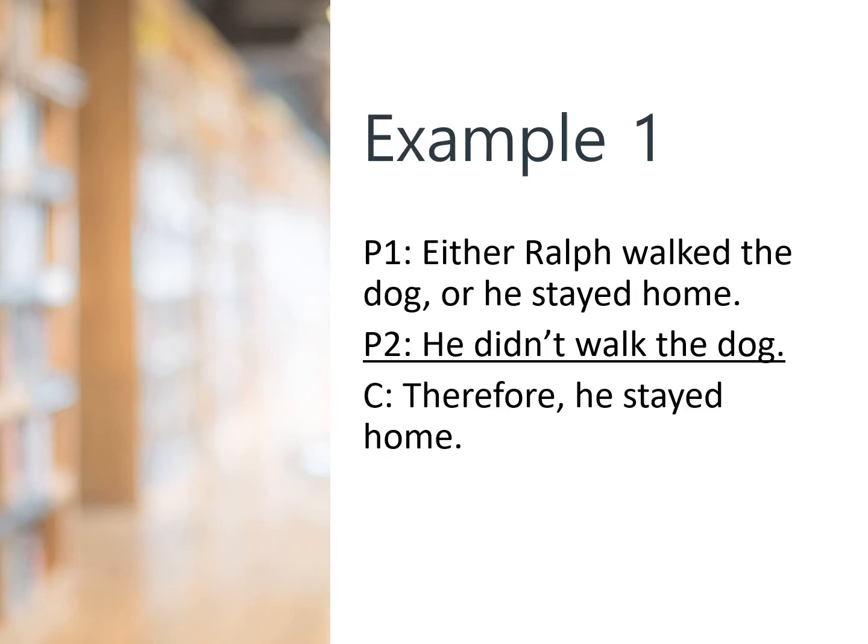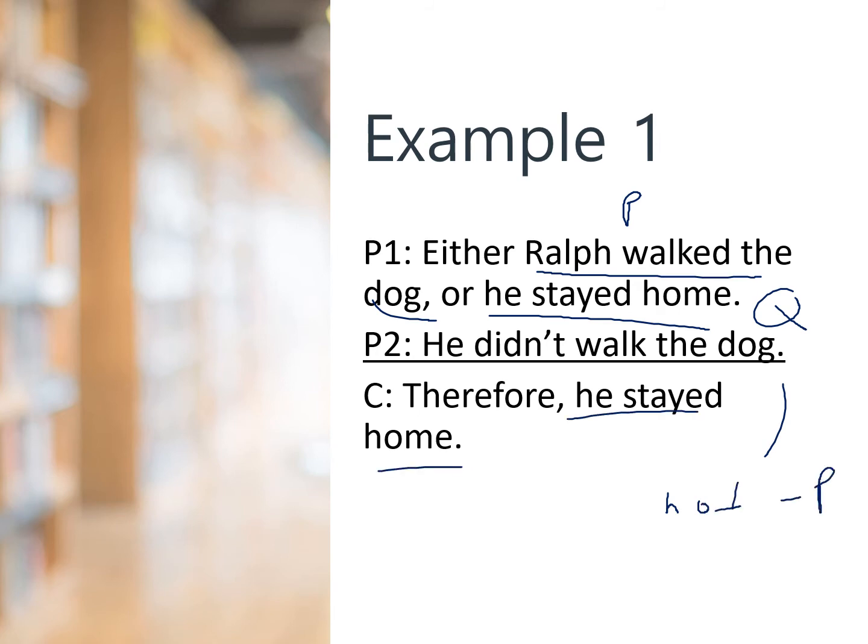Now, let's consider this example from the lecture notes. Either Ralph walked the dog or he stayed home. He didn't walk the dog, therefore he stayed home. Now this is the content of the argument, but if you just look at the form of it, you can notice that either Ralph walked the dog, let's call that P, or he stayed home, let's call that Q. He didn't walk the dog, so you can say not P, and then therefore he stayed home, let's call that Q. And you can see how: either P or Q, not P, therefore Q.